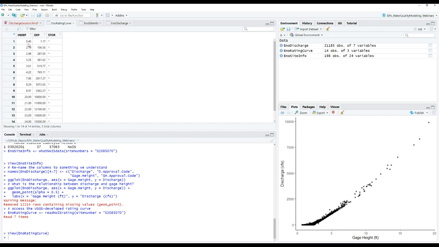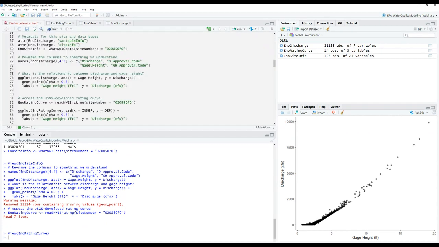But just noticing that we've got these numbers in this object where our independent variable is going to be our stage. So stage in feet, going all the way from 0.45 feet to 24 feet. And then our dependent variable will be discharge. So this is when discharge was measured, what was the corresponding discharge with that stage. So we can graph that as well.